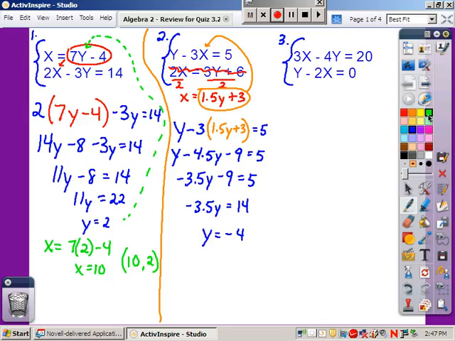Okay, I'm going to take my negative 4 answer, and I'm going to come back to the one I had solved out for x, and put it there. So I got x equals 1.5 times negative 4 plus 3. So 1.5 times negative 4 is negative 6 plus 3. x is negative 3. Final answer, negative 3 comma negative 4.